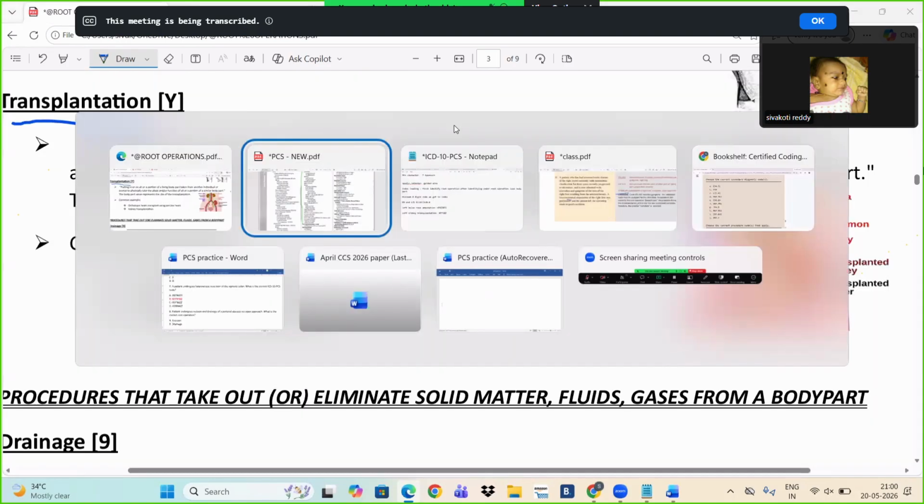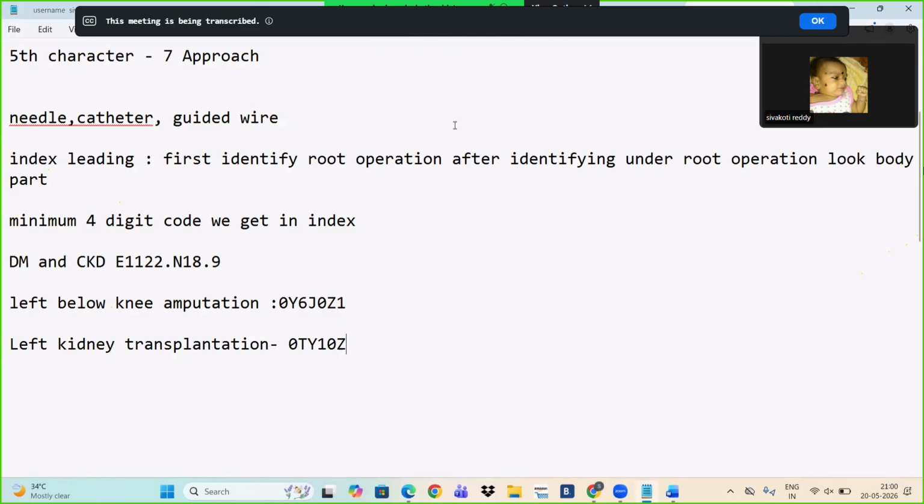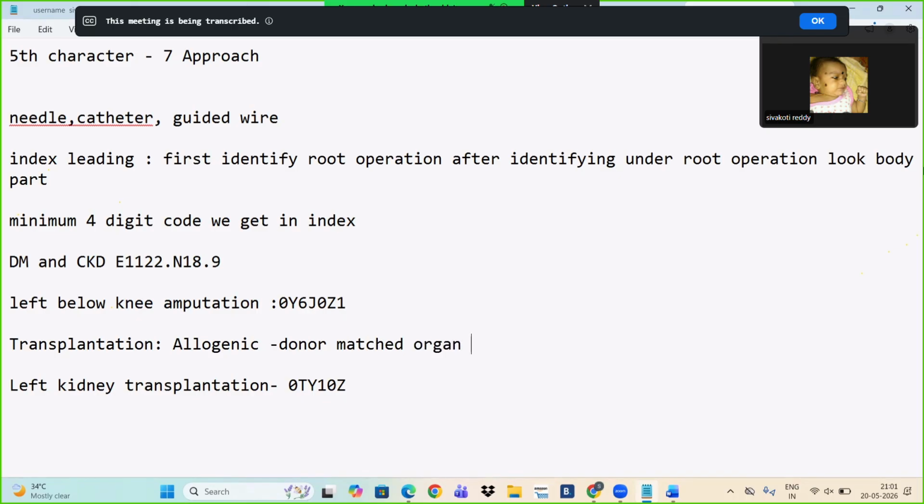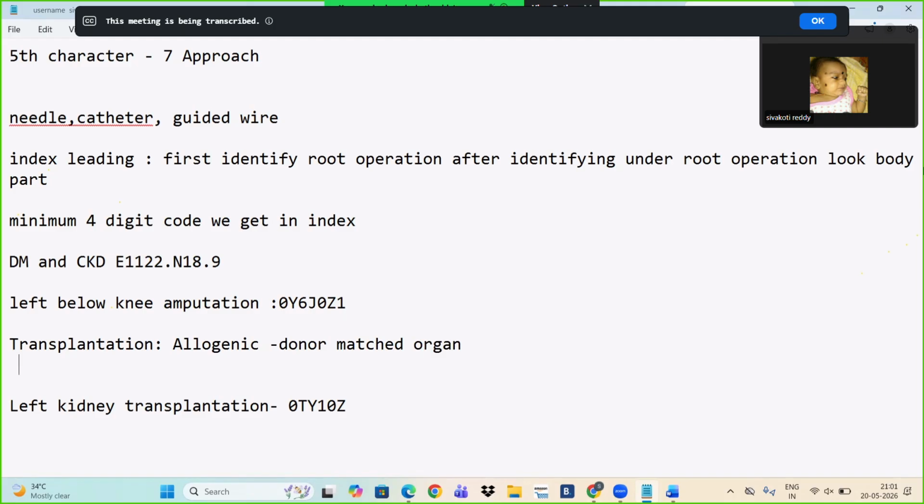What is documented in the 7th character? Tell me. Allogenic, syngeneic, zooplastic, correct? So note down when we need to take allogenic, syngeneic, zooplastic. Allogenic means donor matched organ. Any donor matched or family member if they donated, or brain dead person if they donated, it should be allogenic.